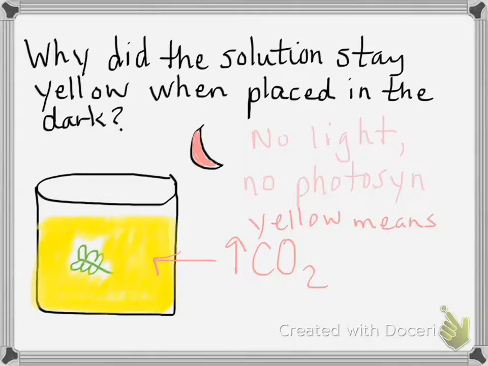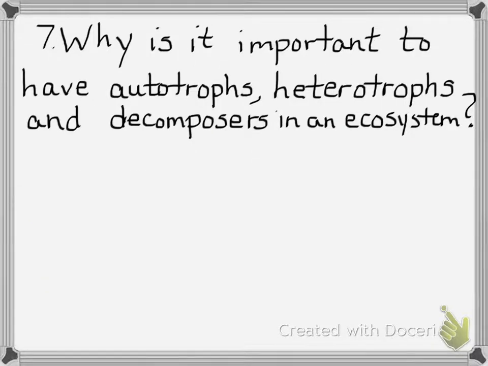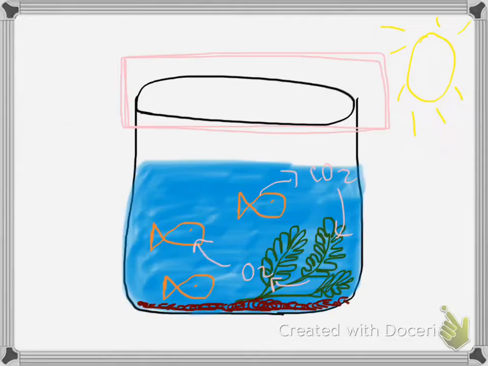Everybody look at question number 7, and look at the visual on page 74. We're going to question number 7. Why is it important to have autotrophs, heterotrophs, and decomposers in an ecosystem? Now, this is page 74, figure 6.6. Everybody take a look at that picture real fast.